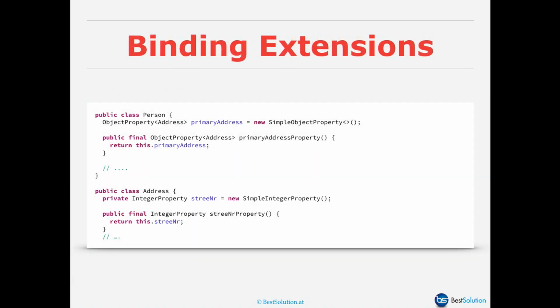Binding extensions. Let's suppose we have this JavaFX beans. We have an address with a street property and with a person. We have a relation here. So the address can change, so we have a property here. How can we do that? This is most of the time called a detail binding in form technologies. This is nothing you can do with plain JavaFX APIs.